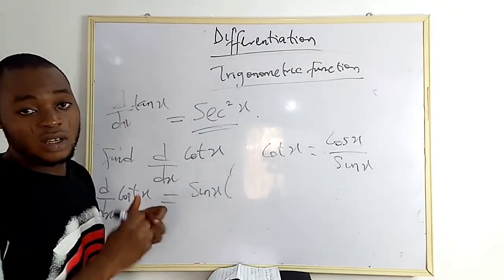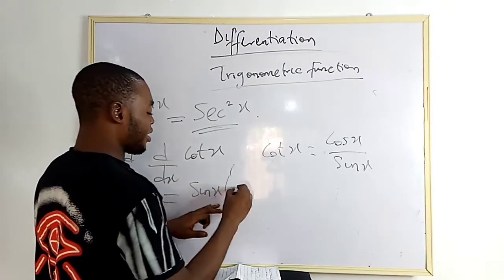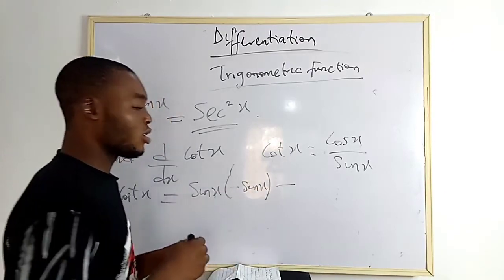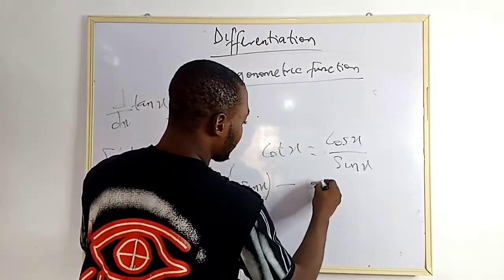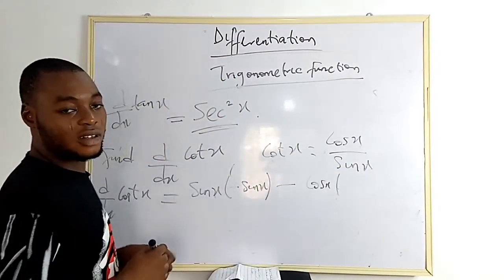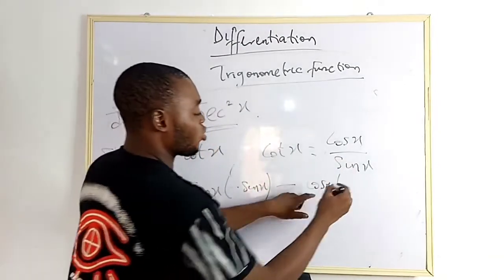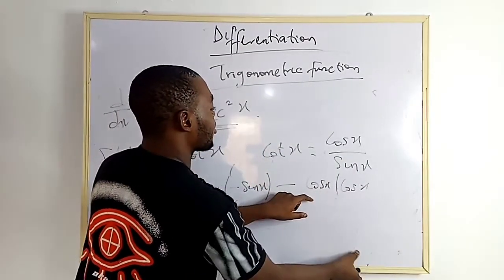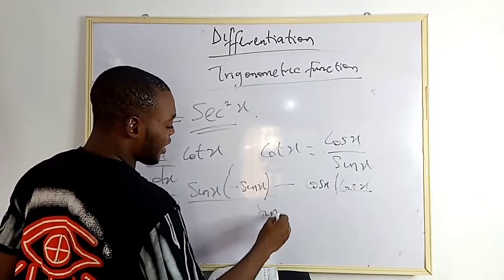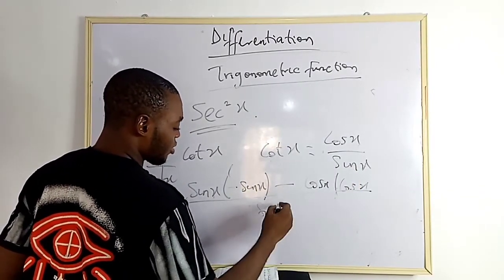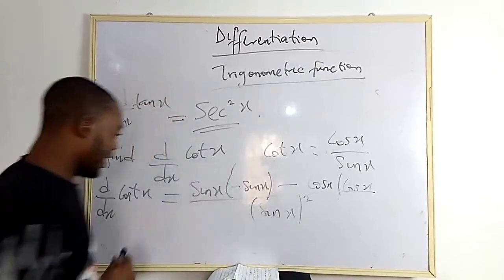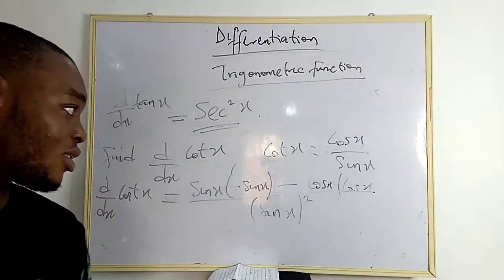What's the derivative of cos x? That's minus sine x, minus u, you take cos x, dv/dx, you differentiate the denominator. The derivative of sine x is equal to what? Cos x, all over v squared. What's our v? Sine x, everything squared. Sine x times minus sine x.